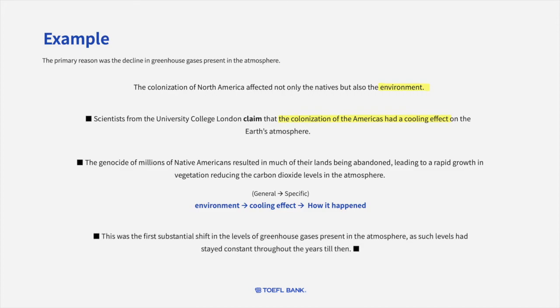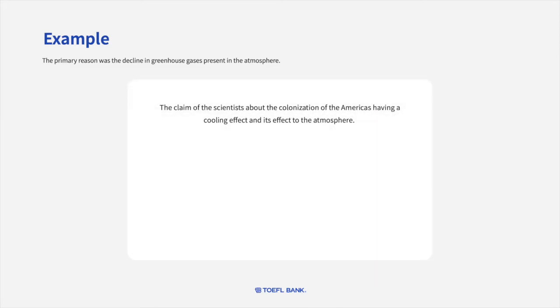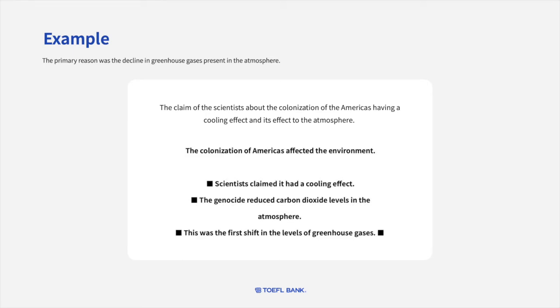Excluding the first sentence, the passage was about the claim of the scientist about the colonization of the Americas having a cooling effect and its effect to the atmosphere. If you summarize the sentences, it becomes: the colonization of Americas affected the environment. Scientists claim it had a cooling effect. The genocide reduced carbon dioxide levels in the atmosphere. This was the first shift in levels of greenhouse gases. The given sentence was, the primary reason was the decline in greenhouse gases present in the atmosphere. Now let's insert the given sentence.